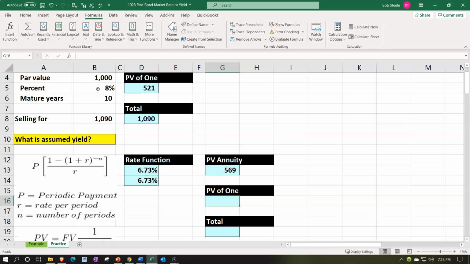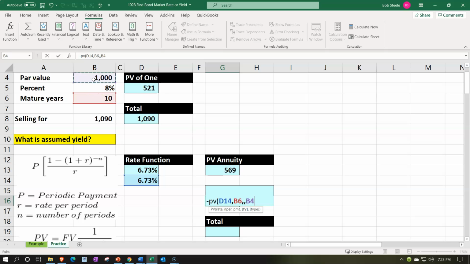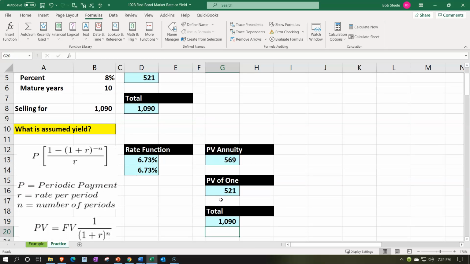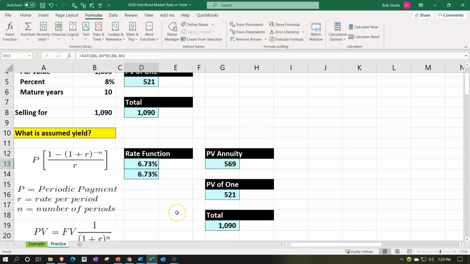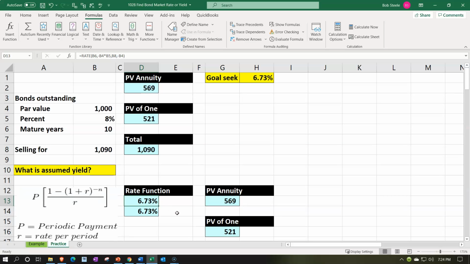And then the present value of that 1,000 we'll bring back to the current period, negative PV, Shift 9. Rate is going to be that market rate, comma, number of periods, 10, comma, comma, and then the future value, 1,000, and enter. And if we add those two up, then we should get to our price. Adding these two up, getting to the price, the 1090. Double checking, verifying that this is indeed the rate that we were looking for.